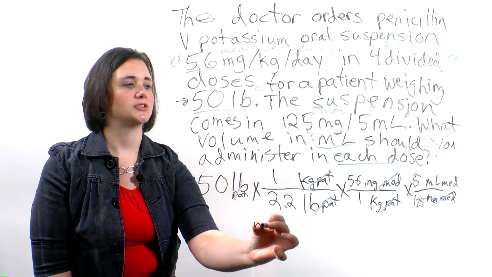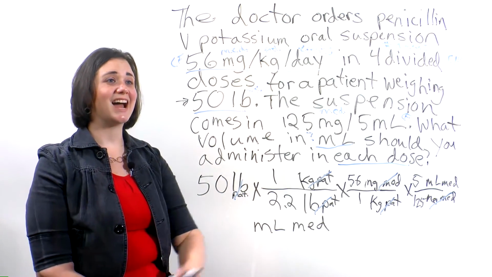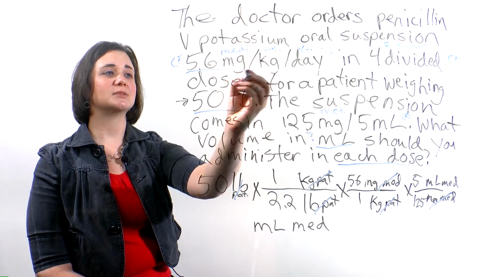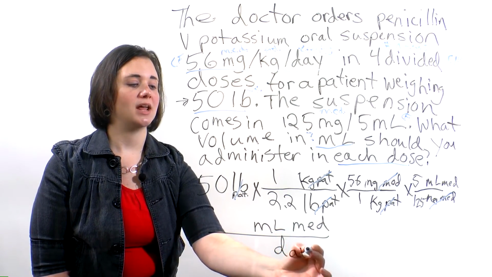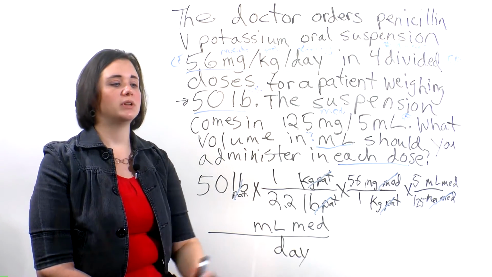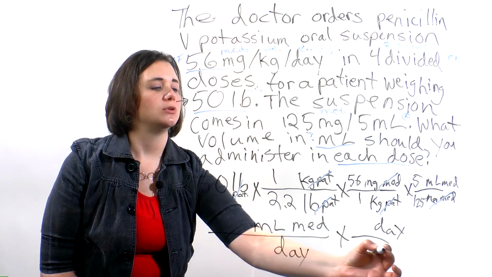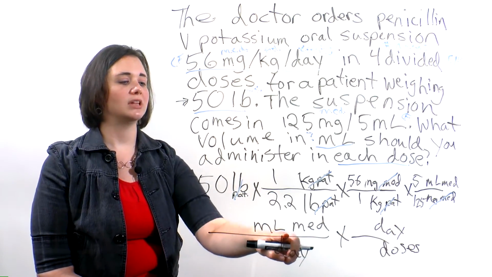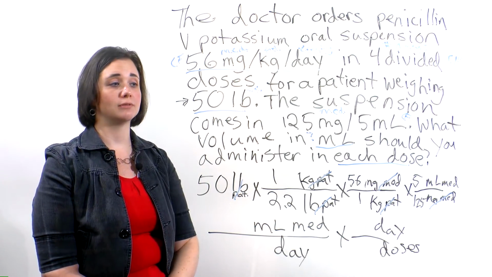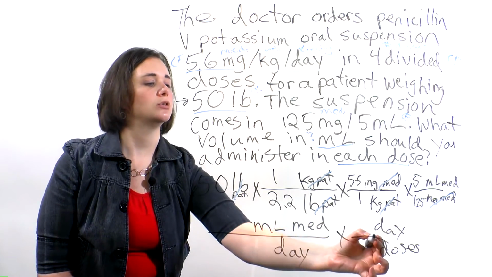Once you get that answer, you're going to have milliliters of medicine, but that's for the entire day, because remember, this 56 milligrams was for the day. That's how much they get in one day. I don't want to give it to them all at one time though, remember? In one day, I want to do a certain number of doses. And I need the milliliters of medicine per dose, okay? Milliliters in each dose. Another way of saying that is per dose, okay?